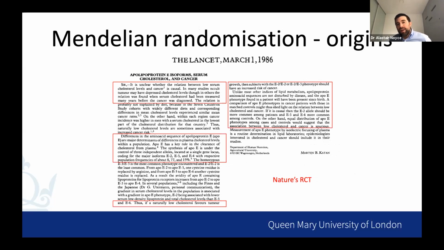And actually, they collide in this area called Mendelian randomization that was actually proposed by a very smart chap in the Netherlands called Martin Katan, who wrote a letter to The Lancet more than 25 years ago, or just about 25 years ago, I should say, where he happened on Mendelian randomization as a potentially important way of inferring causality between a potential risk factor and an outcome.